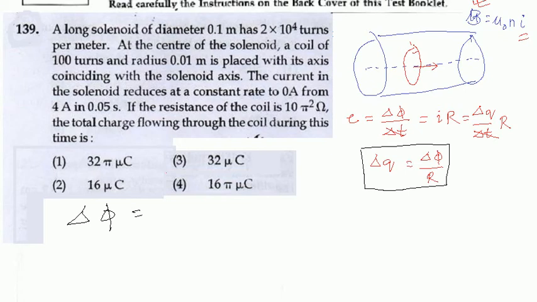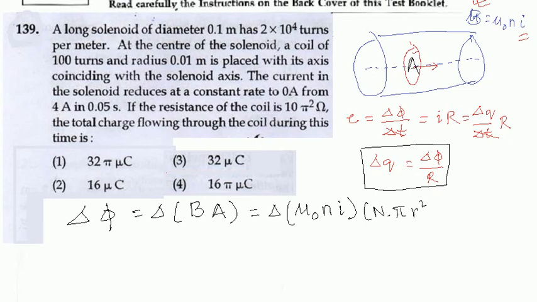You know that del phi can be written as del B into A. B is the magnetic field due to the solenoid, that is actually mu naught n i, and A is the area of the coil. So that is the number of turns in the coil, N, into pi r square. What is r? r is the radius of this coil.